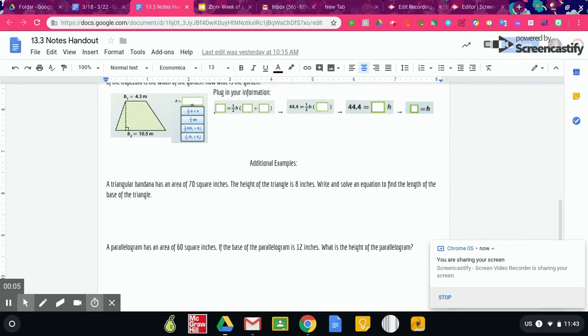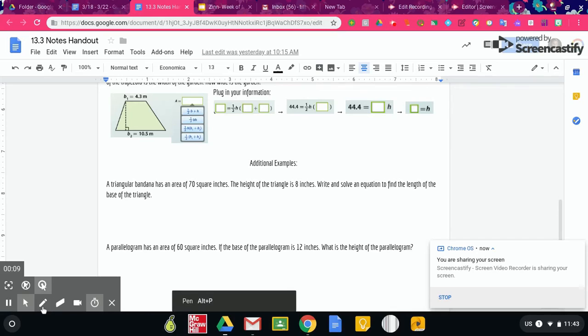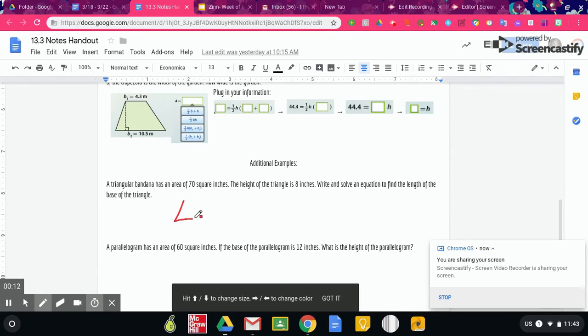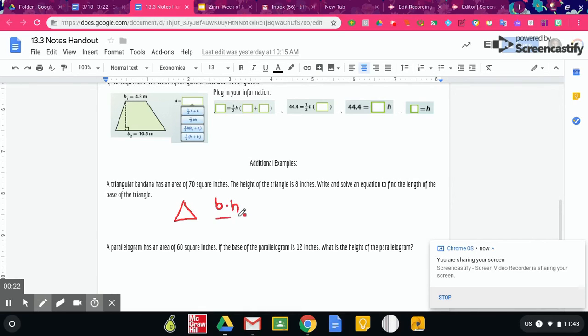So the first one, it says a triangular bandana has an area of 70 square inches. So first draw yourself a triangle on your notes. And then the area of a triangle is base times height divided by 2. Area equals, that'd be helpful.